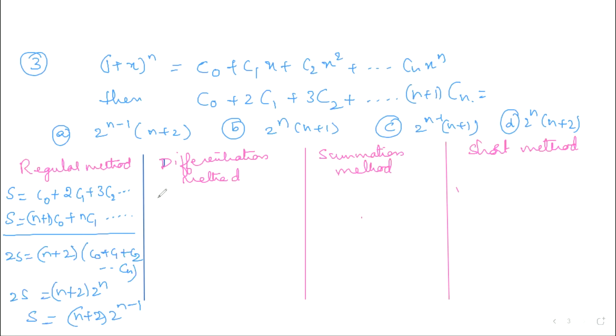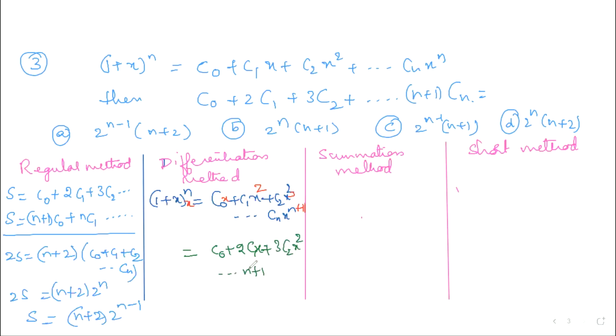Another method is when we go with the expansion (1 + x)^n. This is C0 + C1x + C2x² till Cn xⁿ. In order to keep C0, since it's a constant, if I directly differentiate, it would come as 0 and the C0 term will not be visible. So let us multiply both sides with x so that every term will change. And now let us differentiate this. On the right side, we will get C0 + 2C1x + 3C2x² up to (n+1)Cn xⁿ.